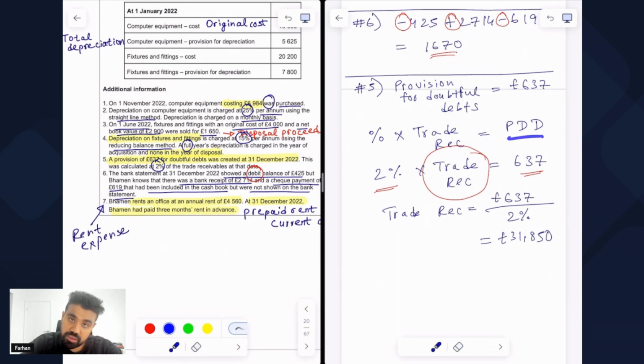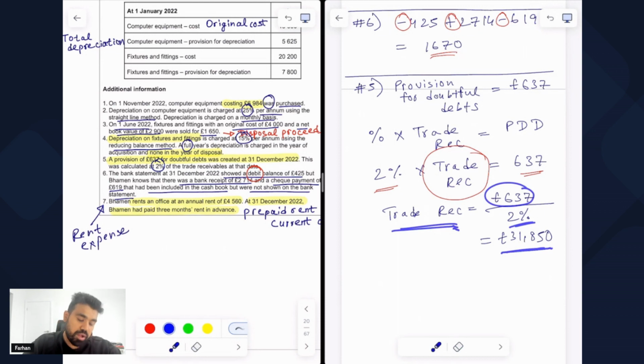But what's happening in this question is that we're given the percentage, we're given the provision for doubtful debts of £637, but we do not know the trade receivables. So what we are simply doing in this case is using algebra. 2% of trade receivables should equal 637. If you want to find trade receivables and make that the subject of the equation, then you could divide 637 by 2%, and that should give you trade receivables of £31,850.